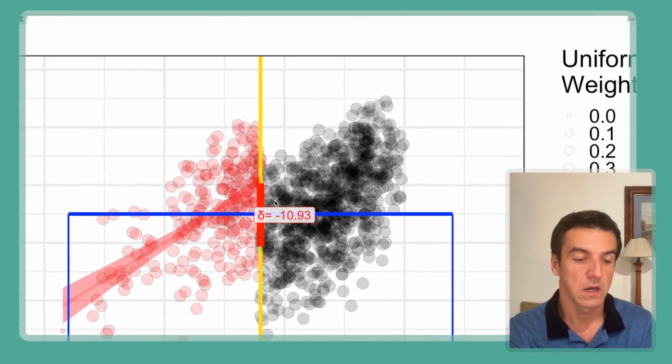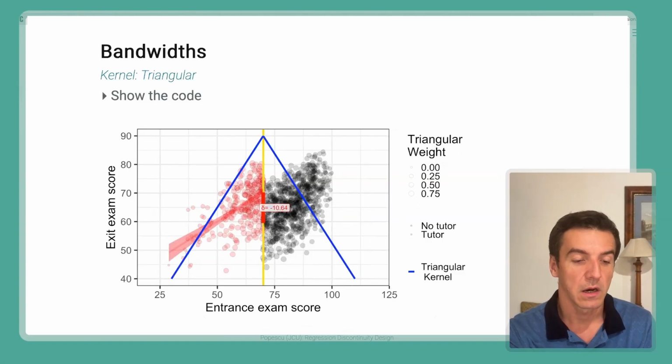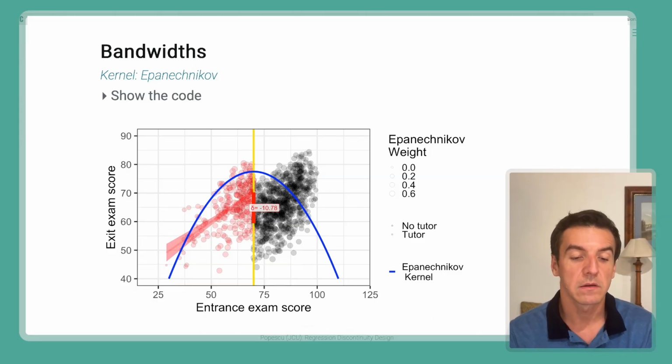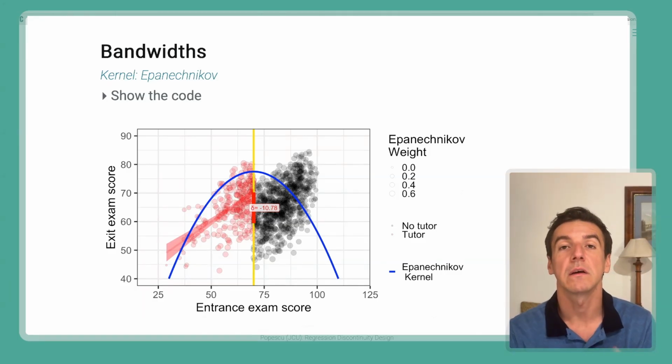If we use a uniform kernel, we would get minus 10.93. If we use a triangular kernel, we get minus 10.64. If we use an Epanechnikov kernel, we would get minus 10.78. Of course, these changes seem to be minimal, but once again, the kernel is impacting the importance that's given to different observations.